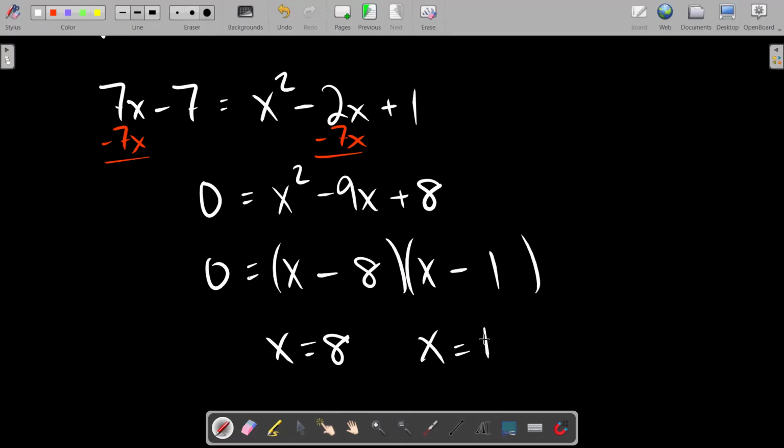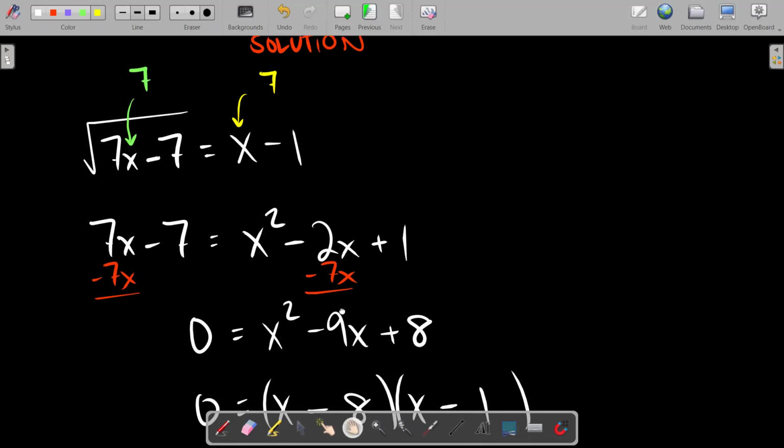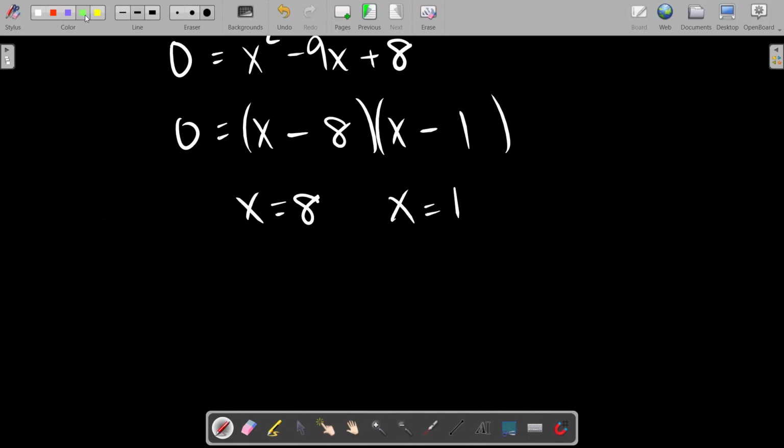So we head all the way back up to the north and we go check them. We vet them one by one. So let's check 8. So green arrow first. If you go where the green arrow's at, what's 7 times 8? 56. And what's 56 minus 7? 49. And what's the square root of 49? 7. And now go to the yellow arrow side and put 8. What's 8 minus 1? 7. Last I checked equals 7. So 8 can have a box. Good job, 8. You work.